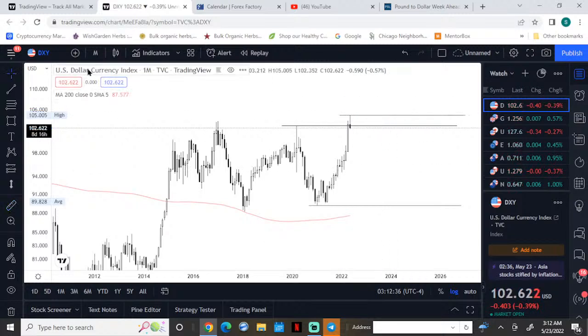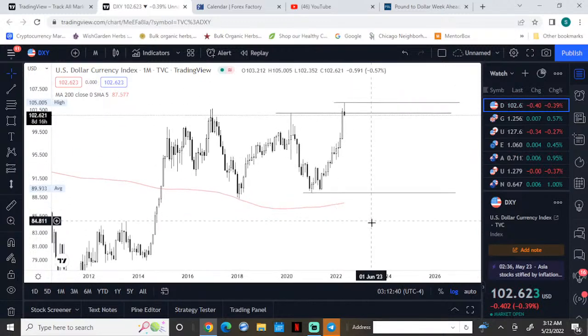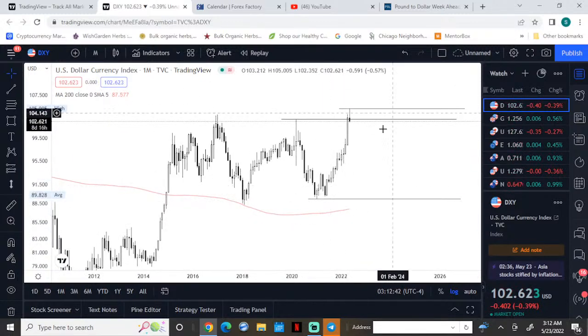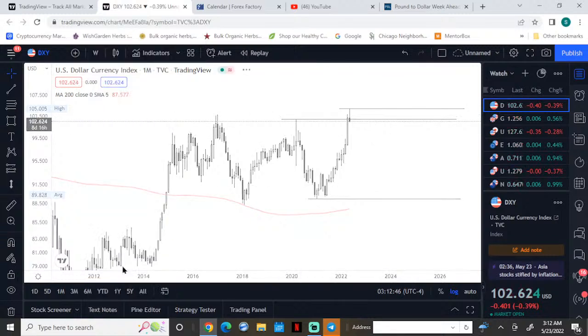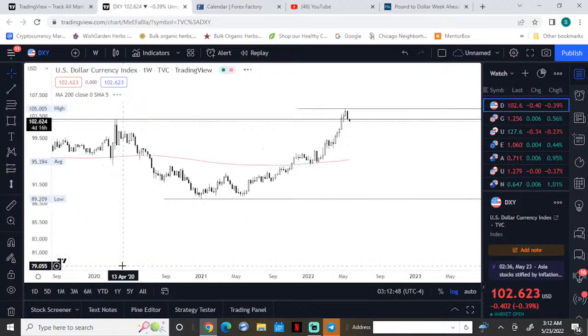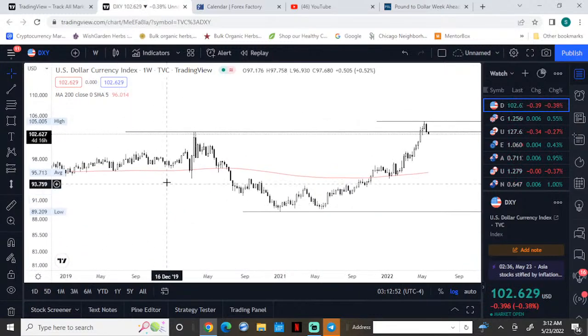Alrighty. I don't see a current trend line that I want to mark. So we're gonna go down to our weekly. I'm gonna mark this zone right here.